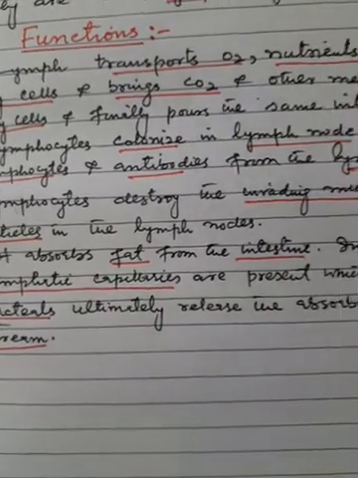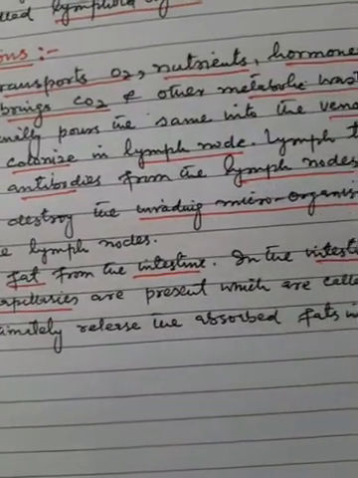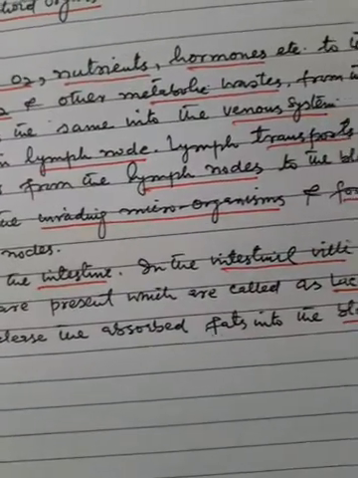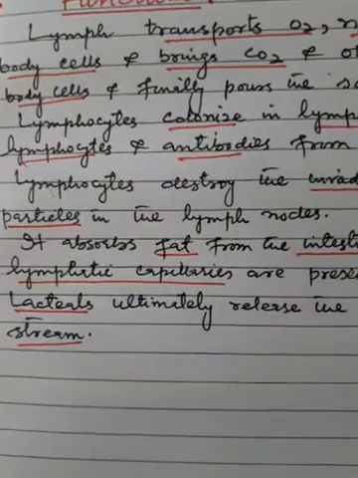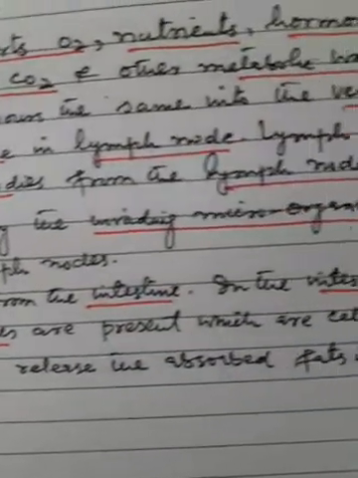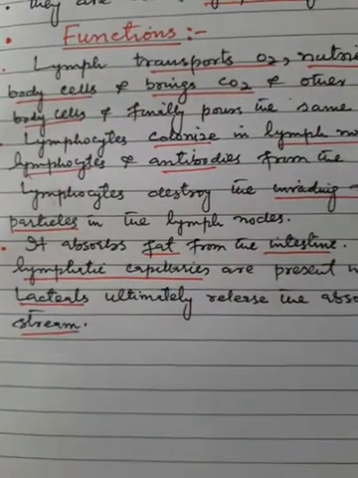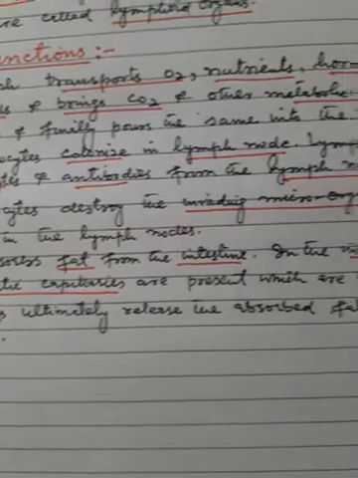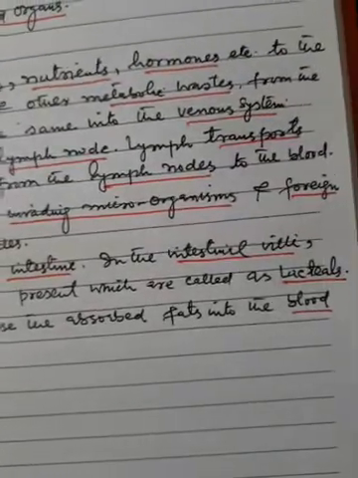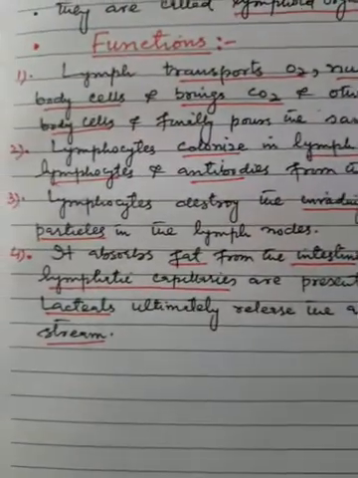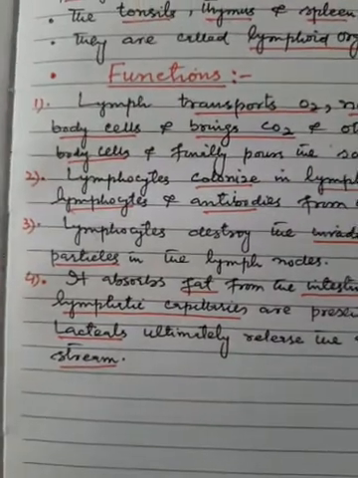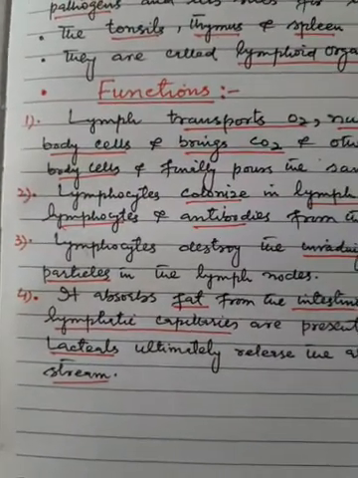It absorbs fat from the intestine. In the intestinal villi, lymphatic capillaries are present, which are called lacteals. Lacteals ultimately release the absorbed fats into the blood stream. So this was about the lymph and its functions.